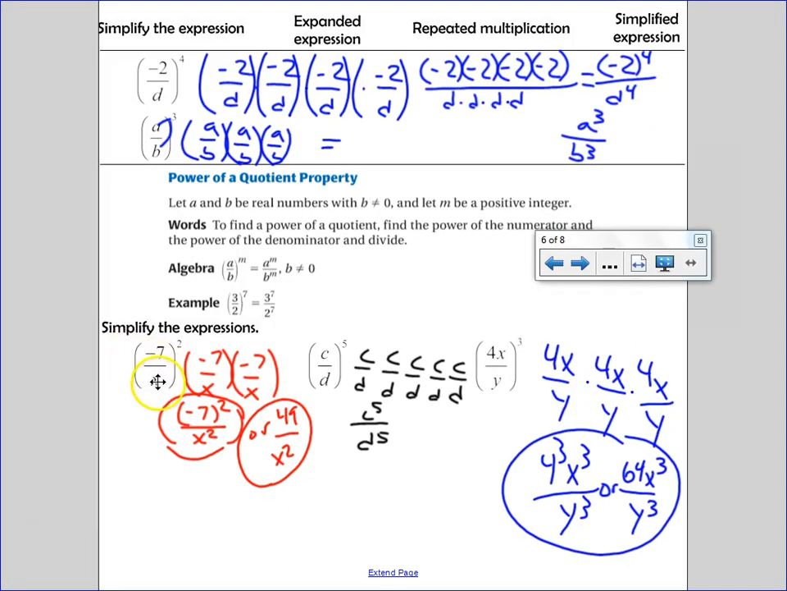So negative 7 over x squared. You get negative 7 squared over x squared. If I want, I can evaluate negative 7 squared, which would be negative 7 times negative 7 to get 49 over x squared. C over d to the 5th becomes c to the 5th over d to the 5th. 4x over y to the 3rd becomes 4x over y times itself 3 times. It becomes 4 to the 3rd x to the 3rd over y to the 3rd. If I want, I can simplify 4 to the 3rd to give me 64 x to the 3rd over y to the 3rd.